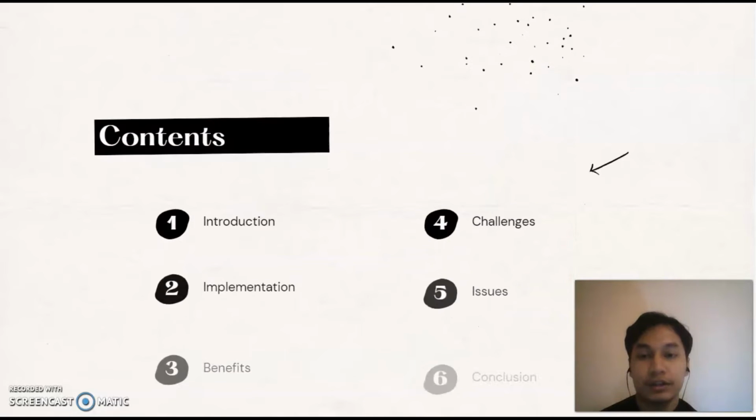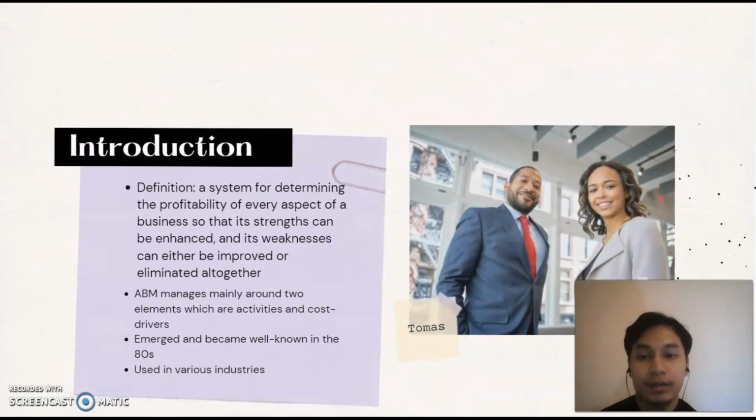A little introduction on the topic. ABM can be defined as a system for determining the profitability of every aspect of a business so that its strength can be enhanced and its weaknesses can either be improved or eliminated altogether. ABM manages mainly around two elements, which are activities and also cost drivers. It first emerged and became well known in the 1980s, and it is used in various industries across the world, such as healthcare industry, education, and also construction industry.